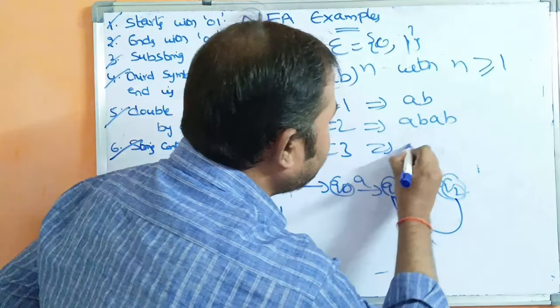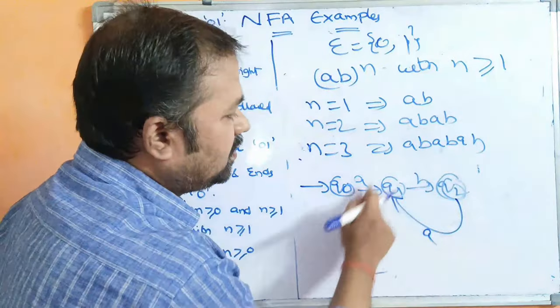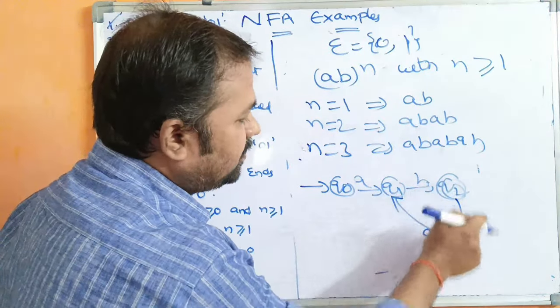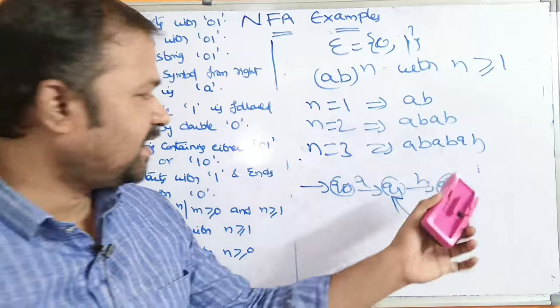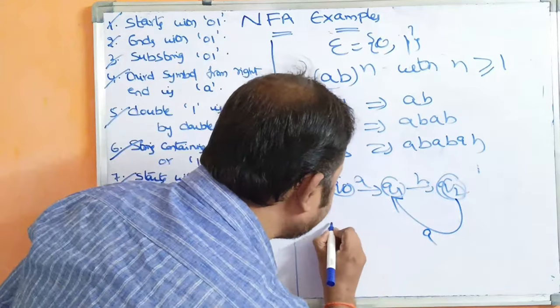Likewise, if N is equal to 3, AB, AB, AB. So this is the finite automata. In this way, we can construct. Let us see the last example.